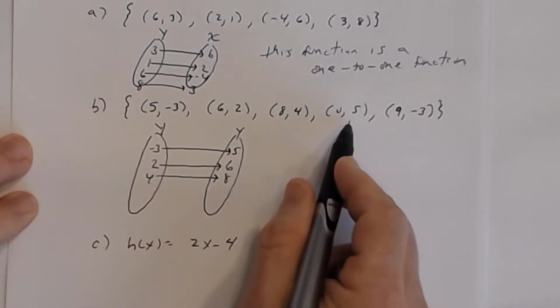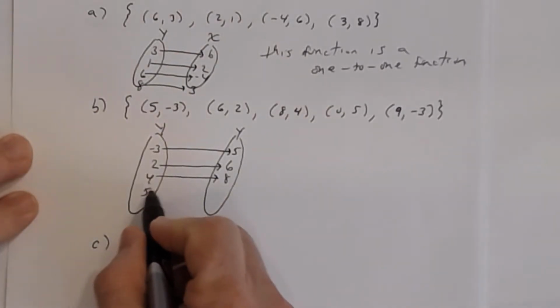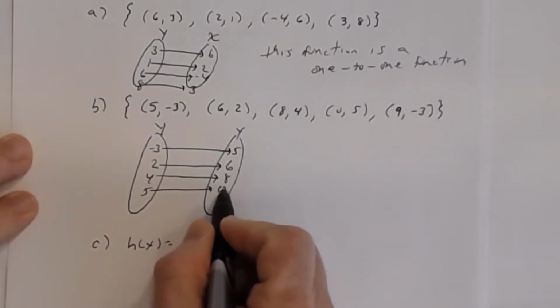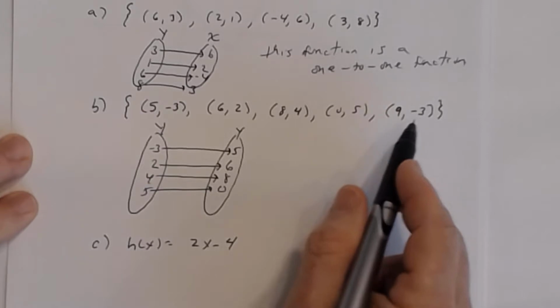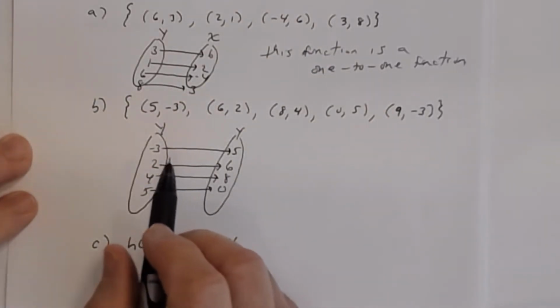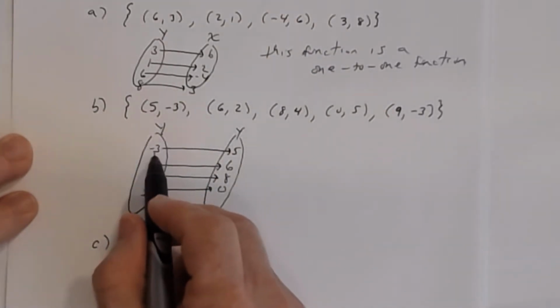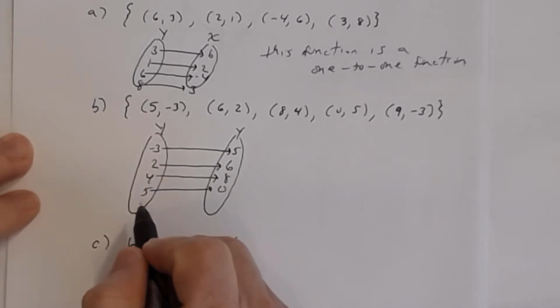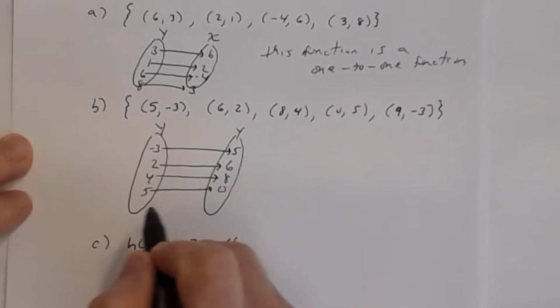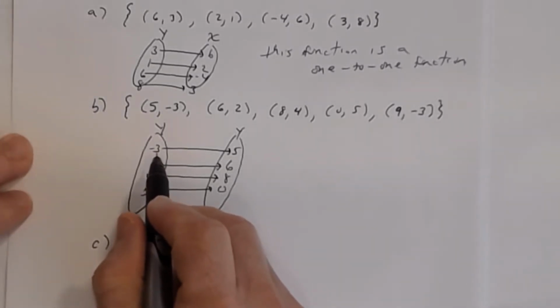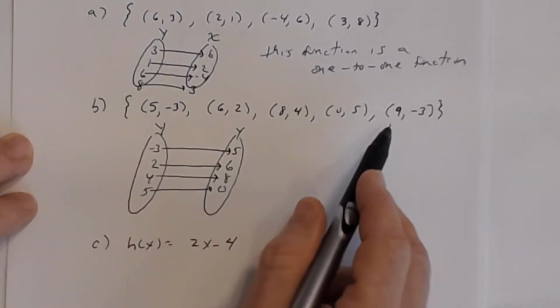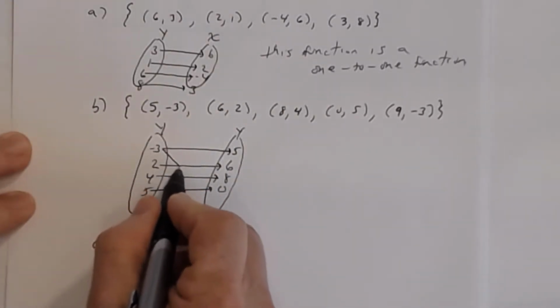When y is 5, my x value is 0. When y is negative 3, now remember, it's only listed once. You see negative 3 is already listed, so don't list it again. You're not going to understand this correctly if you list it again. So when y is negative 3, my x value is 9. So you're doing this.